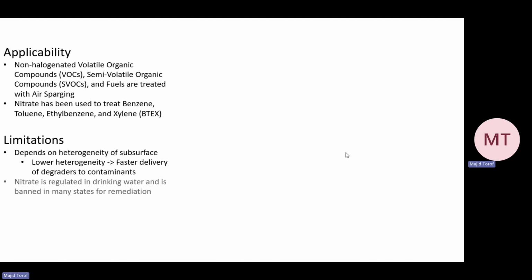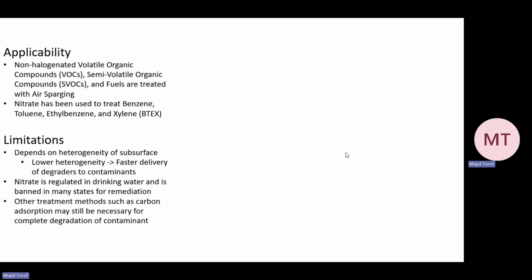Some limitations associated with oxygen-enhanced bioremediation is that it heavily depends on the heterogeneity of the subsurface. The lower the heterogeneity, or in other words, homogeneity, allows for faster delivery of the degraders to the contaminants. Nitrate is heavily regulated in drinking water in many states and is banned for remediation purposes.